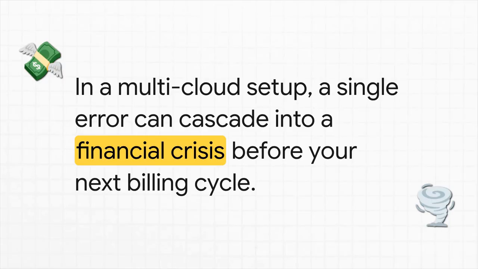In a single cloud, it's already hard enough to keep track of costs. But when you go multi-cloud, you're juggling completely different billing models, different services, different APIs. The complexity just explodes. So a single error doesn't just add a little cost. It cascades, creating this financial black hole before your finance team even gets the monthly invoice.